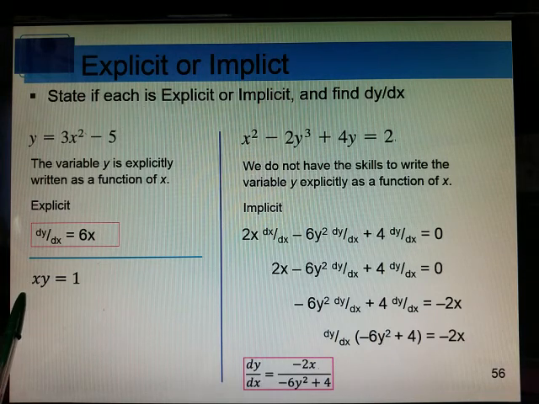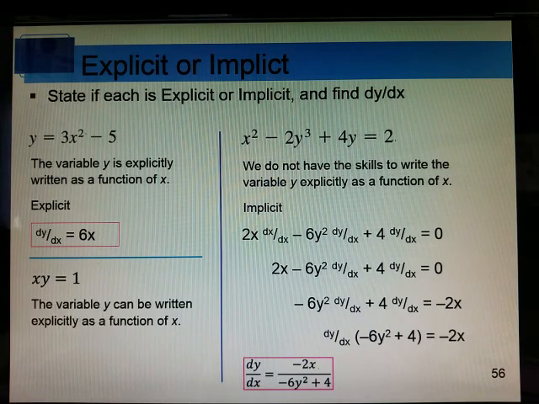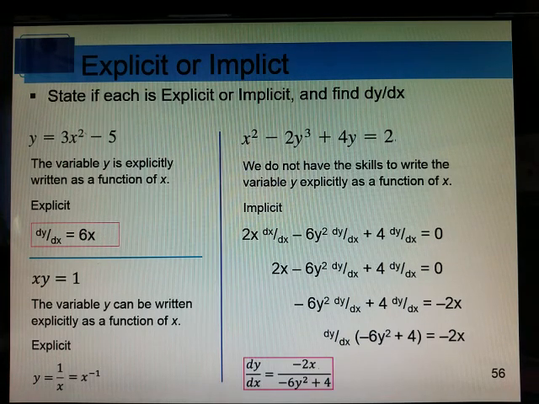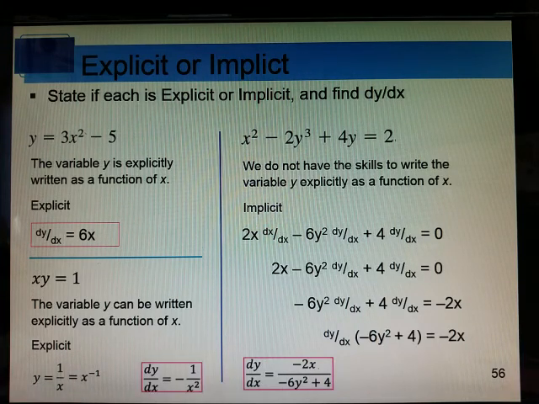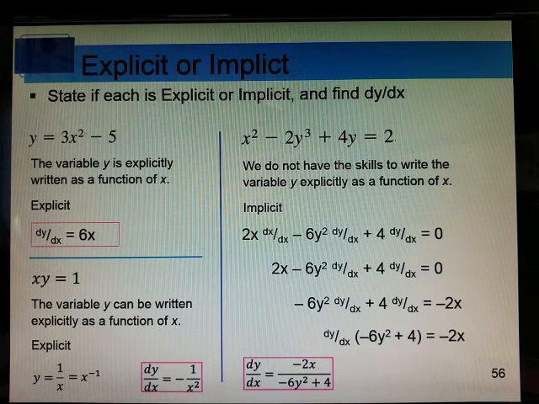All right, so on this one, would it be easy to write the function as y equals in terms of x only? Yes, it would. It would be y equals 1 over x. So this one would be explicit also, because the variable y can be written explicitly as a function of x. y equals 1 over x, or y equals x to the negative 1. Then to take its derivative would be negative 1 x to the negative 2. Again, don't leave the negative exponent. So explicit is when you can solve for y explicitly in terms of a function of x. If you can't, then it's implicit.